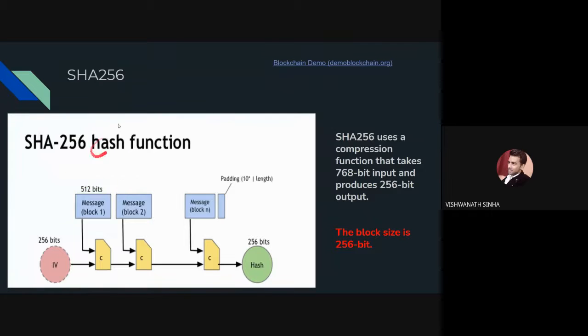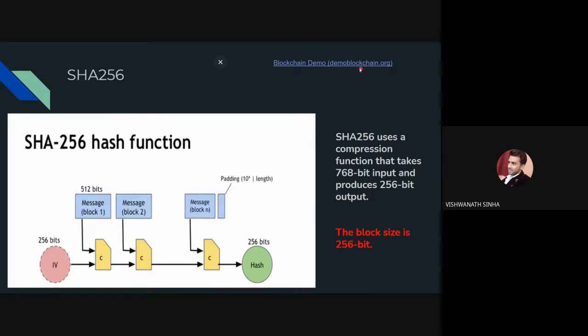Now what we have is SHA-256, Secure Hashing Algorithm 256. This is the particular algorithm which Bitcoin actually uses to cryptographically secure its information. It gets 256 bits of message, and 512 bits of message is added. Then the whole message is compressed again to 256 bits. Then the same process continues n number of times, and at last a padding is given in order to make the output a multiple of 256. So what we get at the end is a hash of 256 bits.